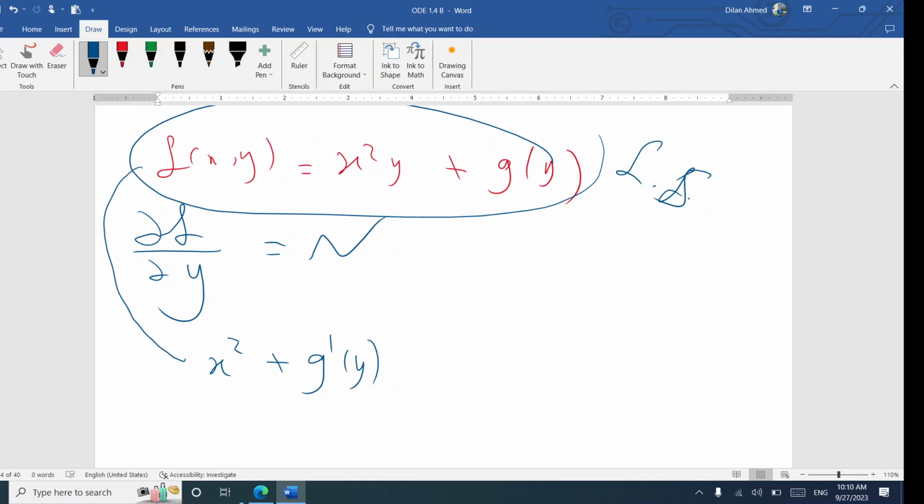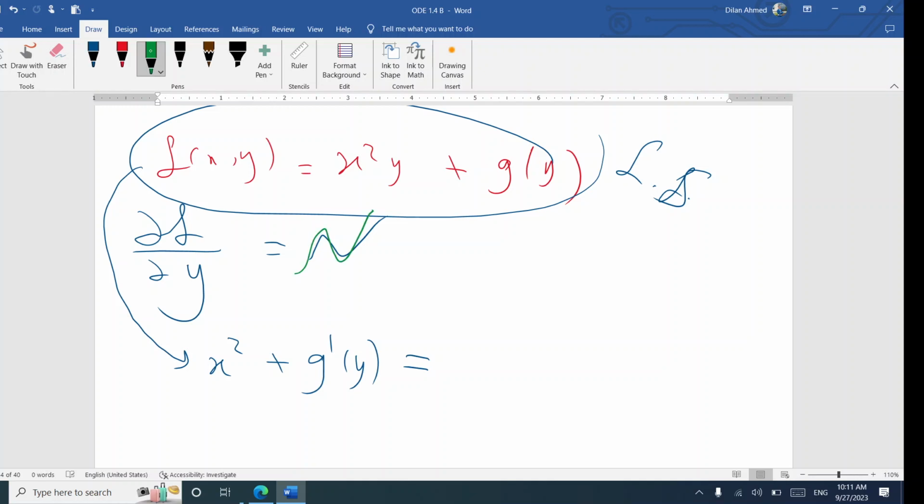Derivative of y. Why? Derivative of y times a constant. G of y is a function of y, so the derivative of y is g prime. You got it? Good.